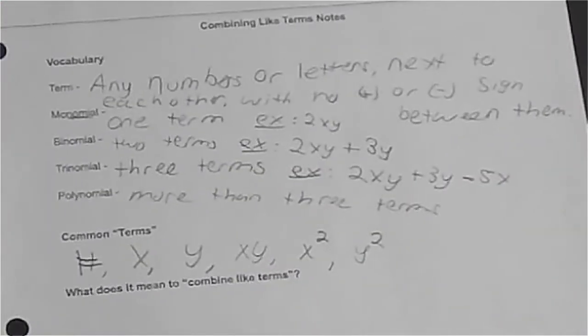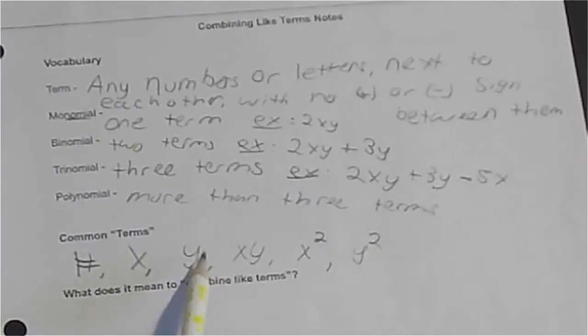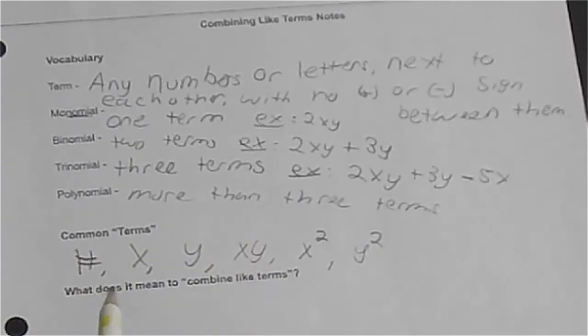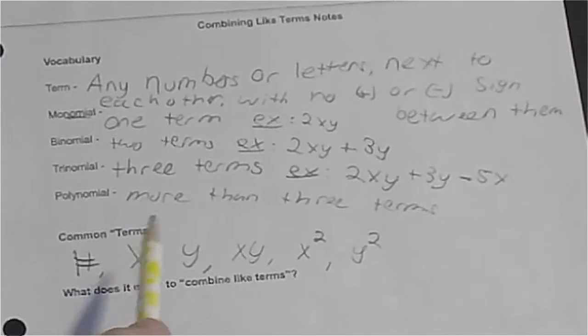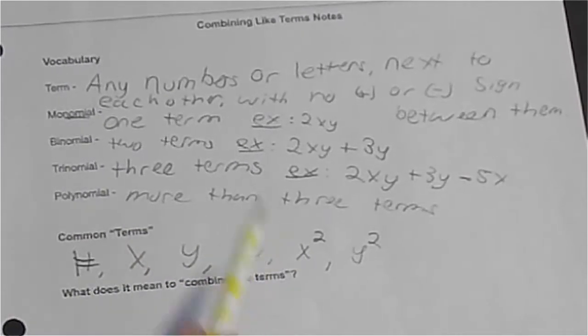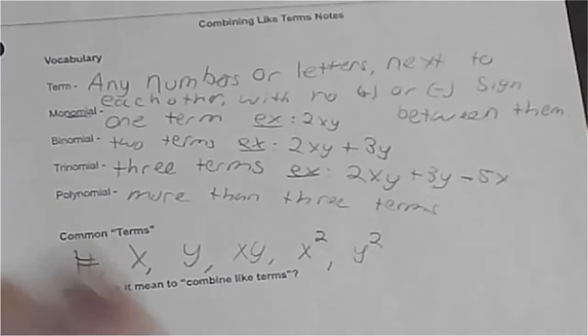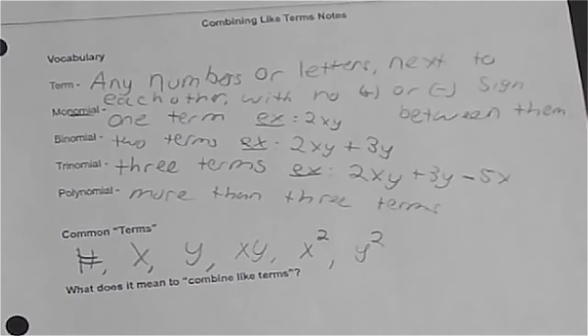And you can think of any of these terms as like, these could be bananas or apples or oranges or peaches. What matters is that they're just different. An x is different from a y, which is different from an xy, which is different from an x squared, and it's different from a y squared. And it's different from just a number by itself. And they're all different terms.